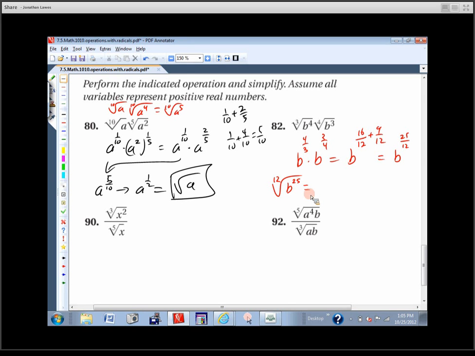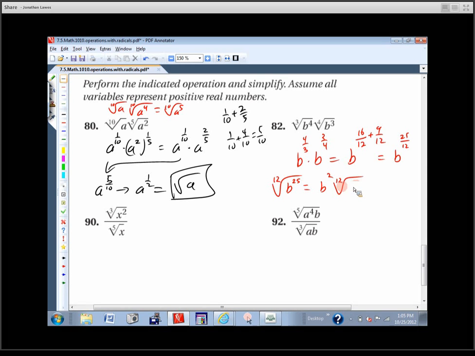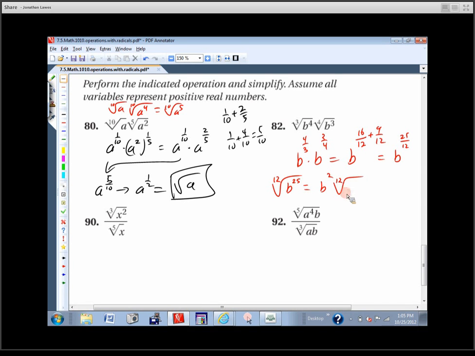I'm looking for groups of how many? Groups of 12. I've got 25 b's. How many groups of 12 do I have? I've got 2 groups of 12. So that's going to be b squared on the outside. Please make sure you write the correct index there. How many b's are stuck on the inside? Only 1. So there's the answer right there.